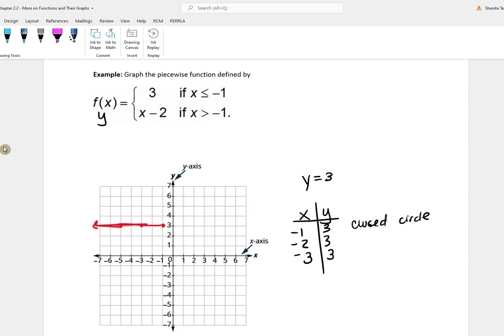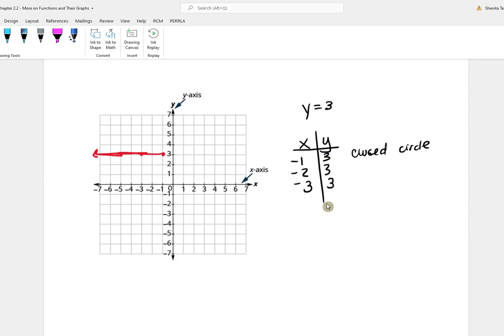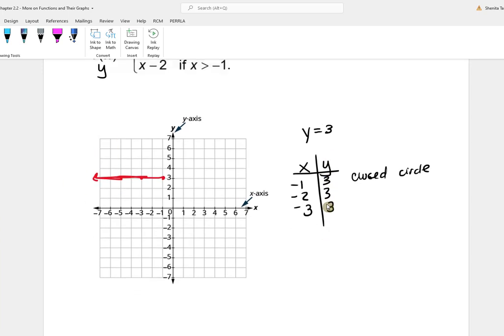Y is equal to x minus 2, and that's for values of x greater than negative 1. So I'm going to put negative 1 on here even though negative 1 is not included. And then I'm going to go everything above negative 1. So I got 0, 1, and 2.